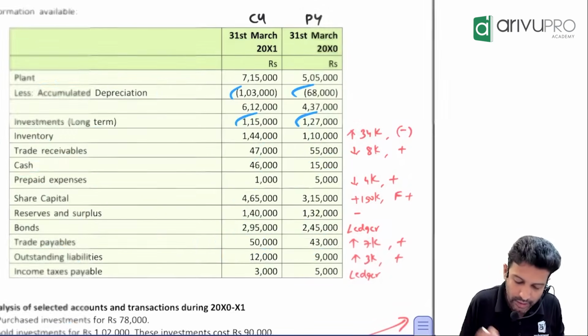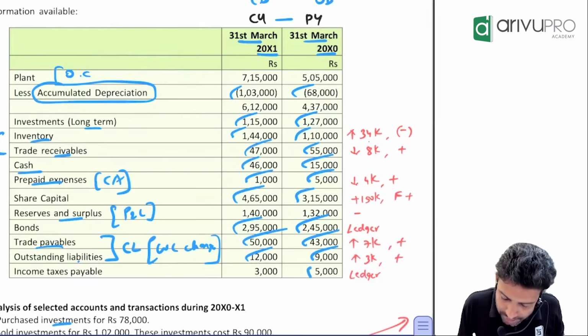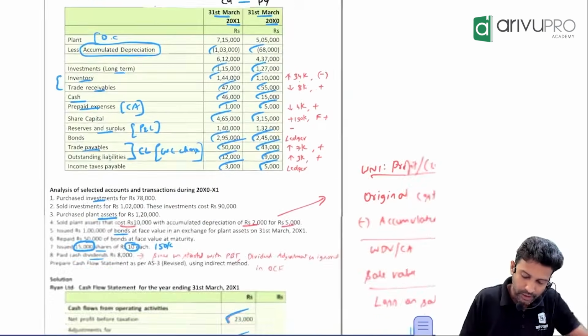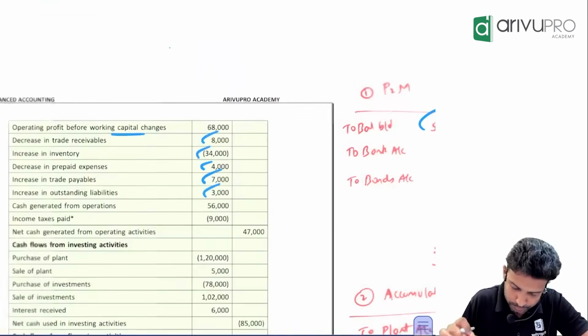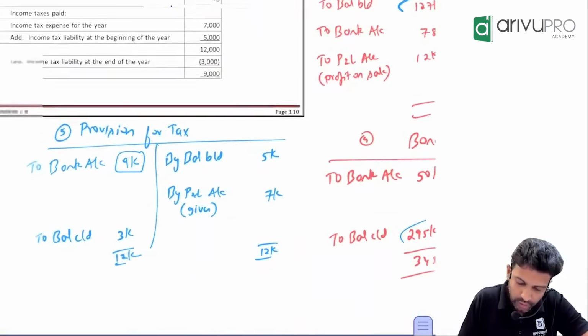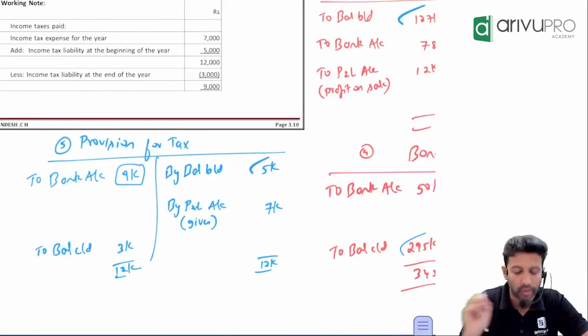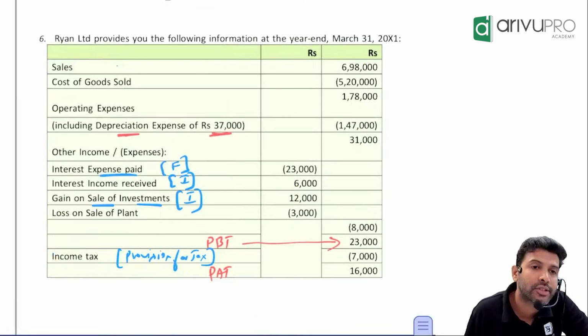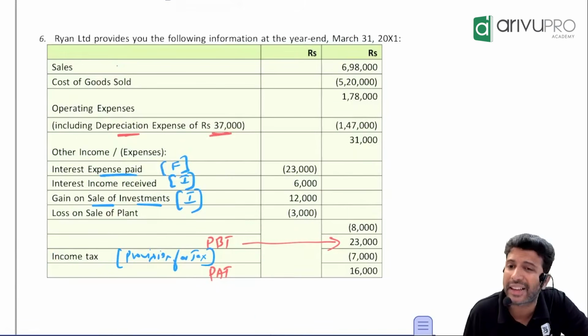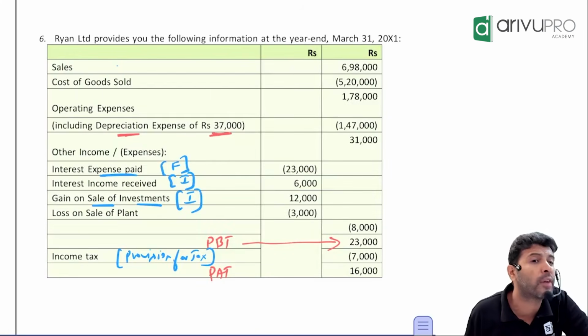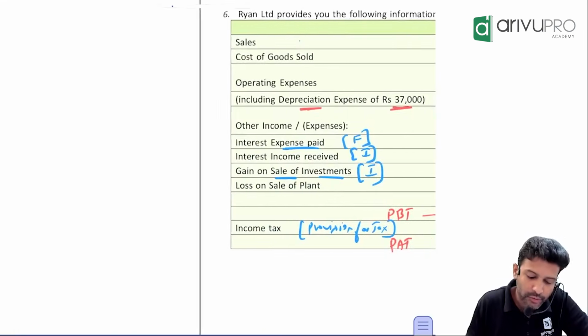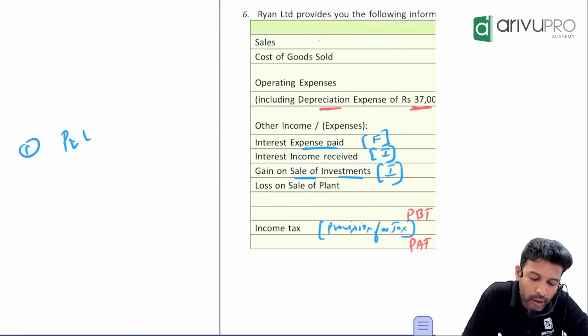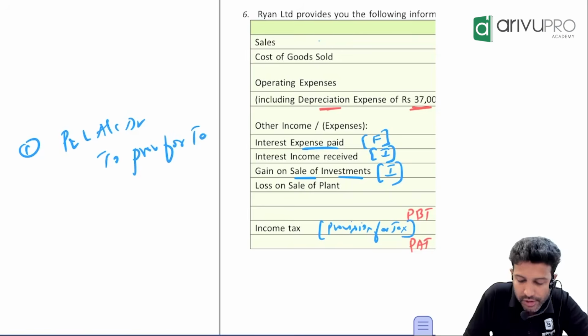Ledger. First prepare the ledger. Opening how much? 5,000. Closing how much? 3,000. Provision for tax: opening balance, by balance brought down 5,000. Closing balance 3,000. Now in P&L, if any tax comes, is that tax paid or provision for tax? Provision for tax. What is the journal entry for provision for tax? P&L account debit to provision for tax.